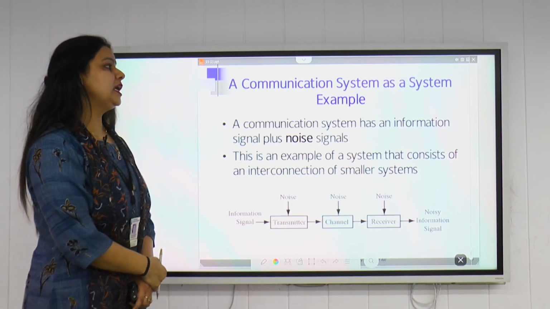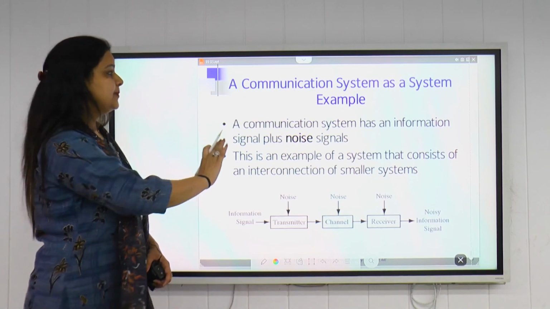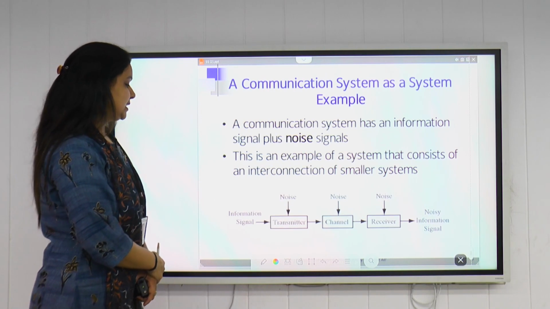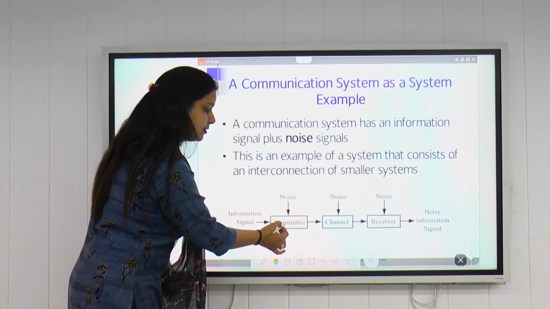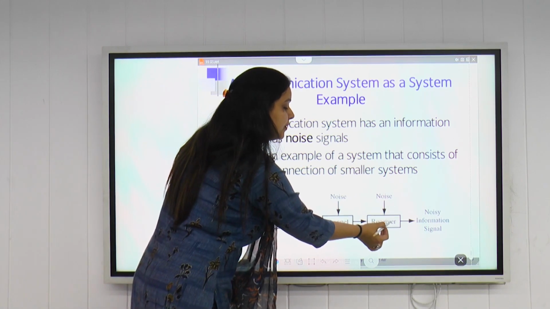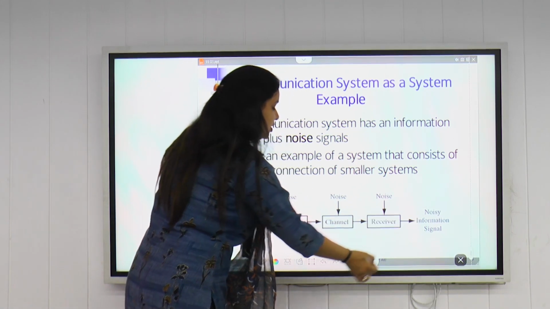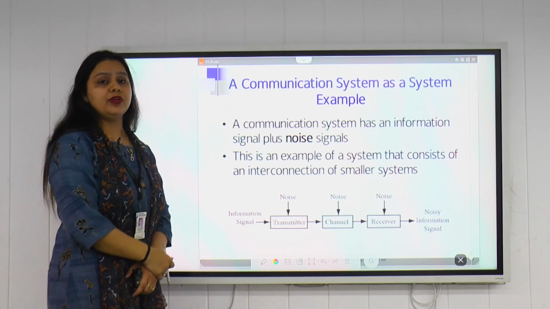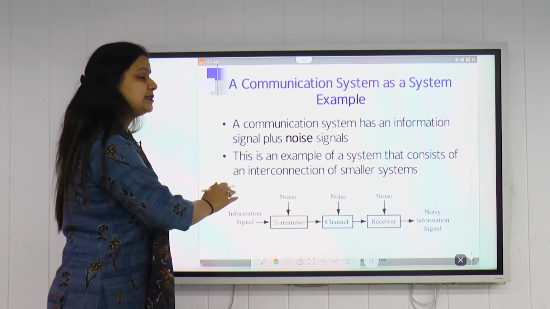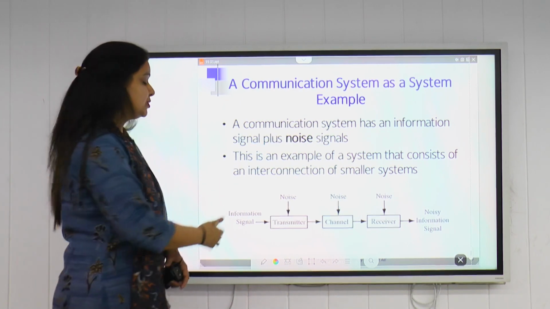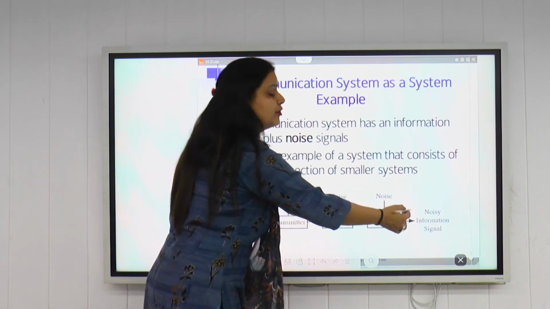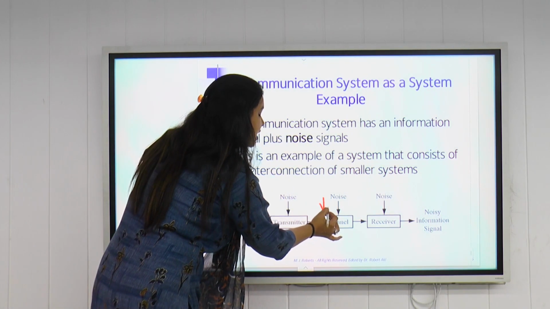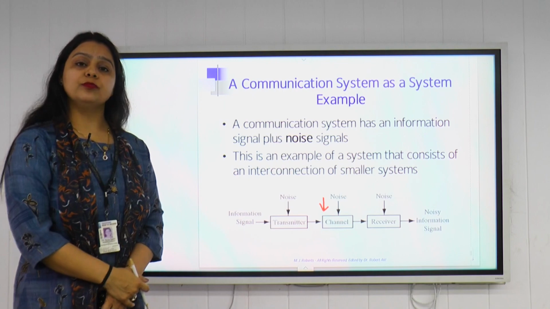So coming to a communication system as a system. This is a diagram for a general basic communication system. Here we have a transmitter, channel, receiver. On the output side we have the noisy information signal and at the input side we have the information signal. A very important thing we need to know here: the transmitter is a device that is used to send the information signal to the receiver. Main noise comes from the channel. Main noise comes from the channel.